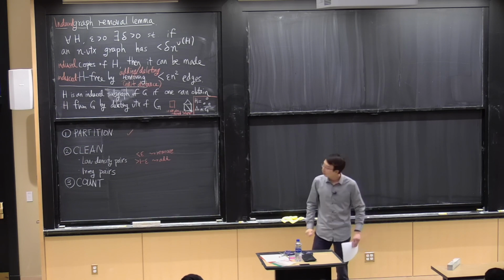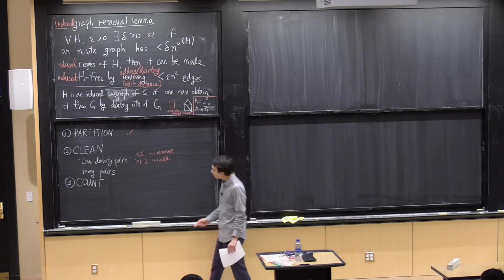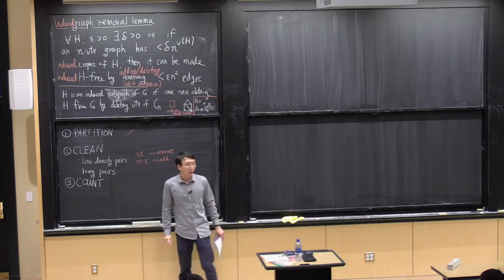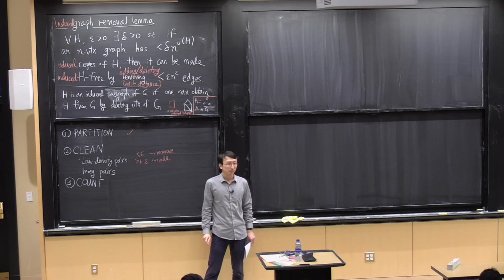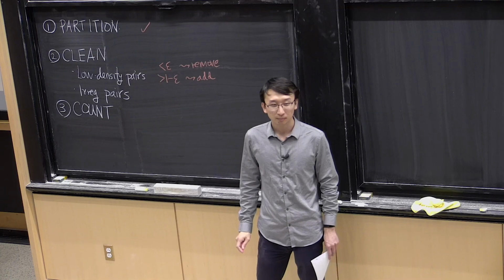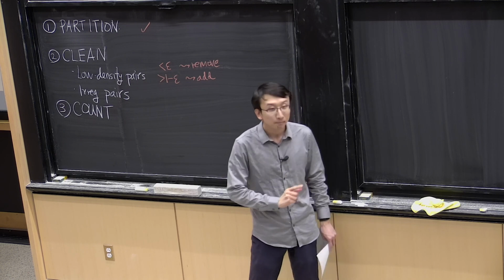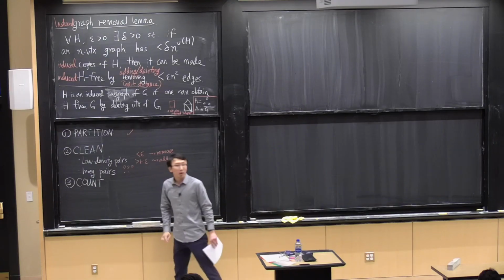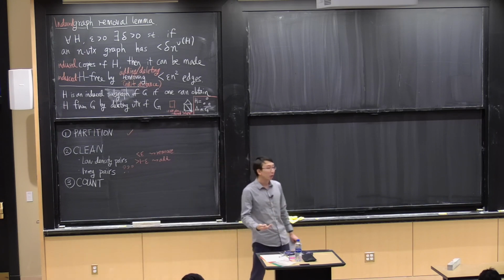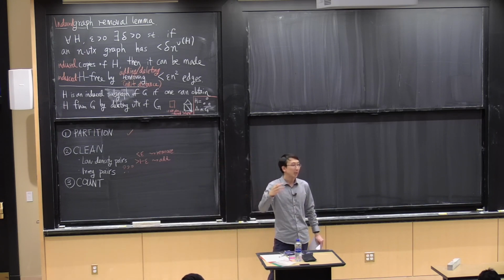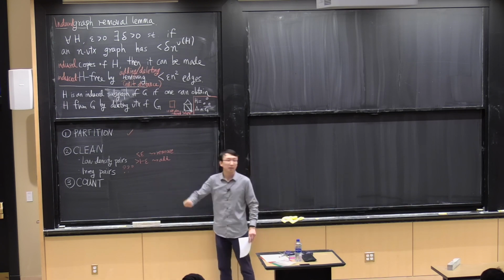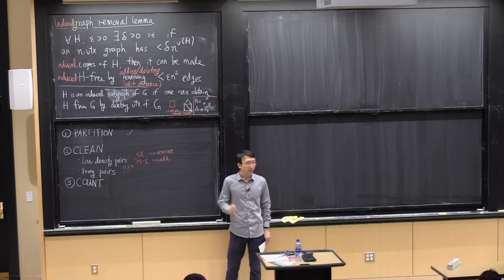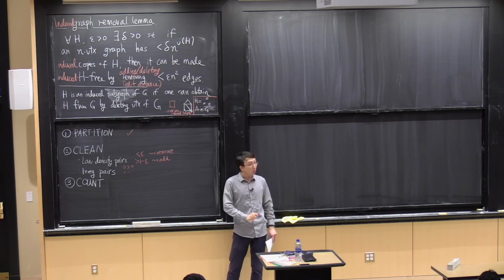So far, everything is still OK. But now, what would you do for the irregular pairs? That's problematic. Previously, for the triangle removal lemma, we just said if a pair is irregular, get rid of that pair. And it will never show up in the counting stage. But that strategy no longer works, right?